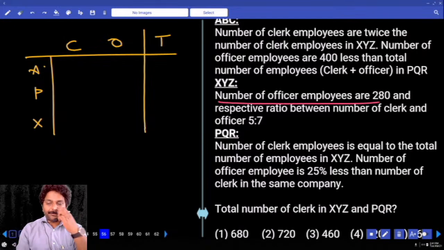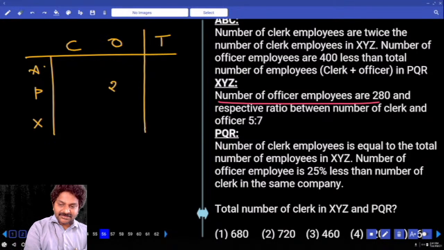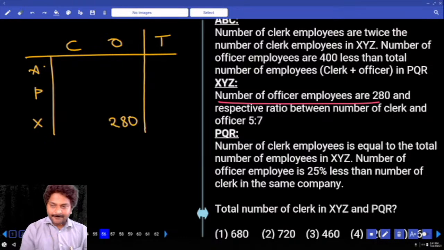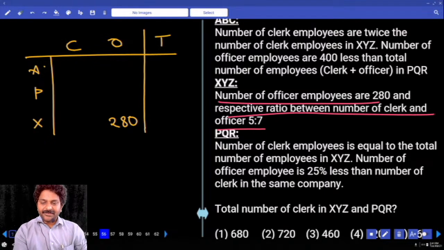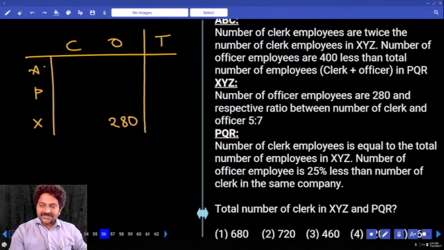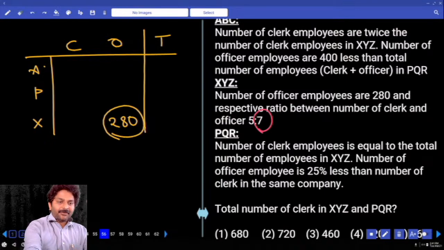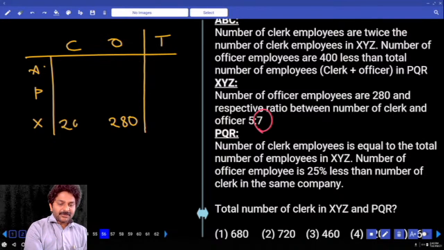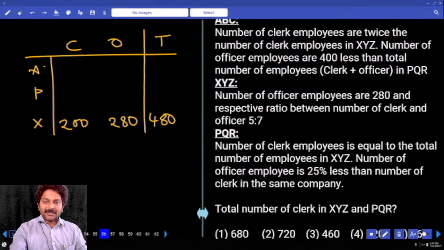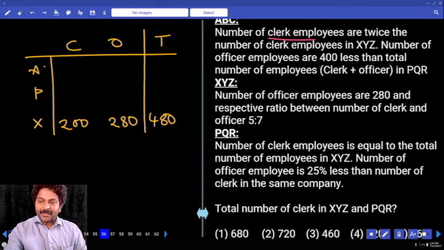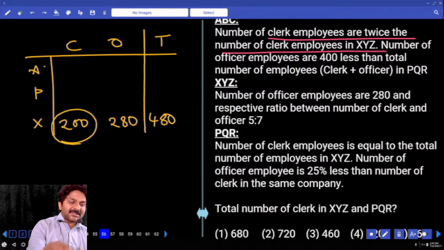I'm looking for a number. XYZ: number of officer employees are 280. The respective ratio between clerks and officers is 5:7. How many officers are there in terms of parts? Which is 280 only. 1 part is 40. Clerks are 5 parts, which is 200. Then total 480. Now coming back, number of clerk employees in ABC is twice the number of clerk employees in XYZ. Clerks are 200, twice is 400.